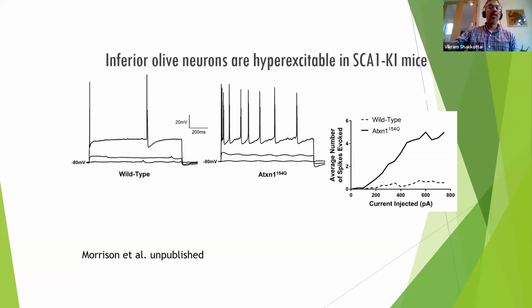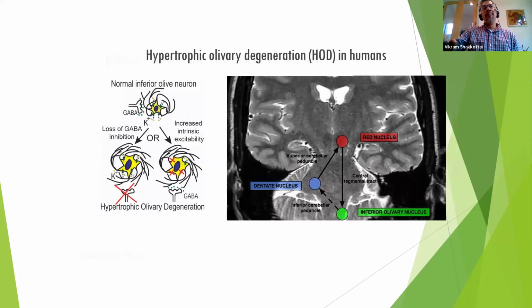This is related to some of the channels that Celeste mentioned, which are these calcium-activated potassium channels. So what do we think is going on mechanistically in HOD? We think that this disconnection from the cerebellum to the olive increases the excitability in the olive, which responds by increasing its size and also generating this abnormal rhythm that then causes the oculopalatal tremor or oculopalatal myoclonus.